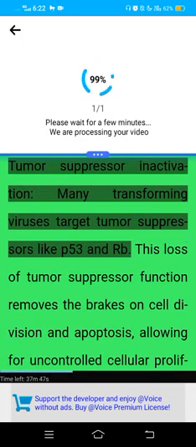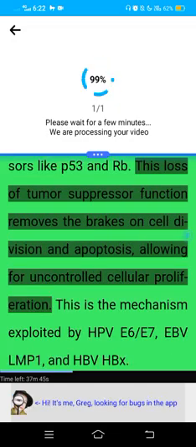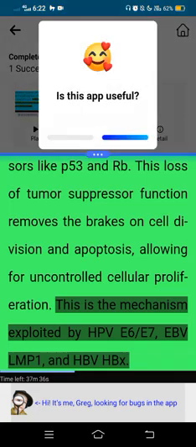Tumor suppressor inactivation. Many transforming viruses target tumor suppressors like p53 and RB. This loss of tumor suppressor function removes the brakes on cell division and apoptosis, allowing for uncontrolled cellular proliferation. This is the mechanism exploited by HPV E6, E7, EBV-LMP1, and HBV-HBx.